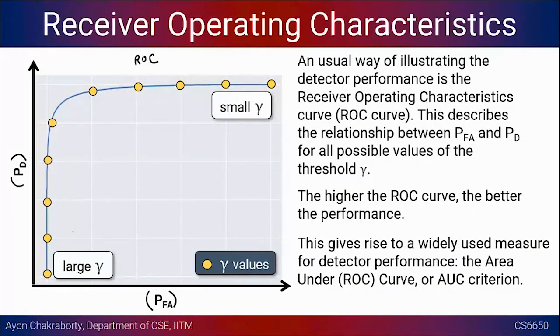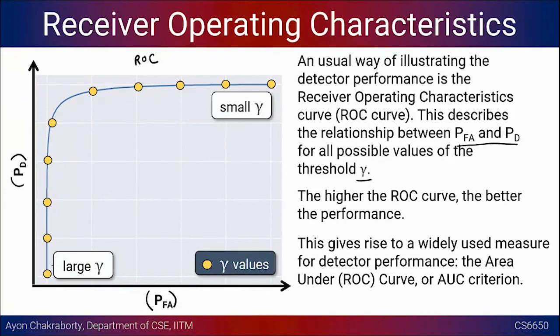Note that the spectrum of all possible values for different possible values of the threshold gamma is going to give you this ROC curve. So this is a curve that is chosen to characterize the sensor's performance. A usual way of illustrating the detector performance is the ROC curve. This describes the relationship between PFA and PD for all possible values of the threshold gamma. The higher the ROC curve, the better the performance.